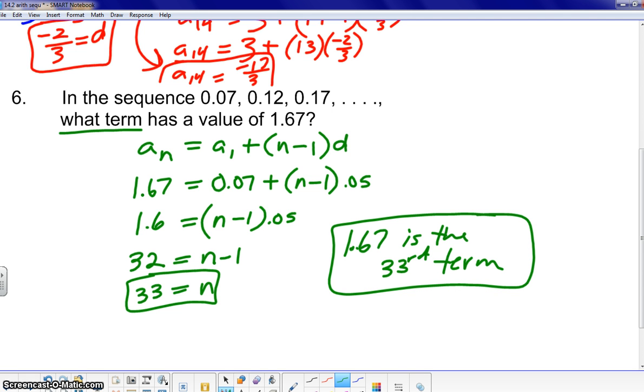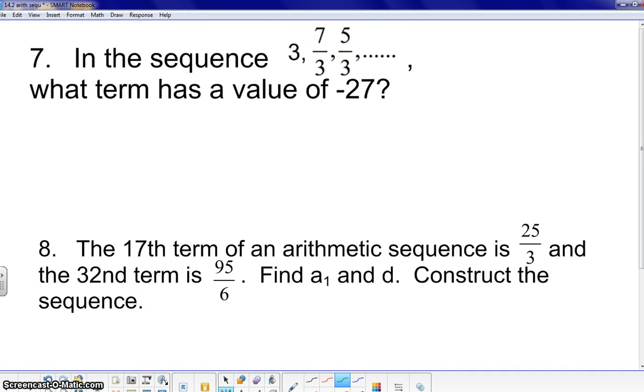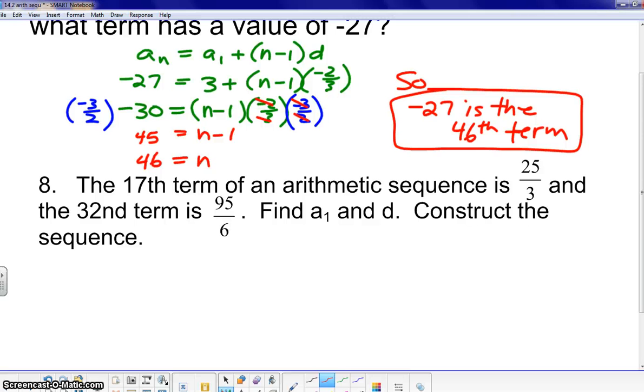Number 7, I want you to go ahead and push pause, and figure that one out on your own, and then the answer will be up after you push pause. So hopefully you got negative 27 is the 46th term. Okay, so the next one's a little tricky, but I think if you think of it as just a variation of the formula we already know, you will be fine.